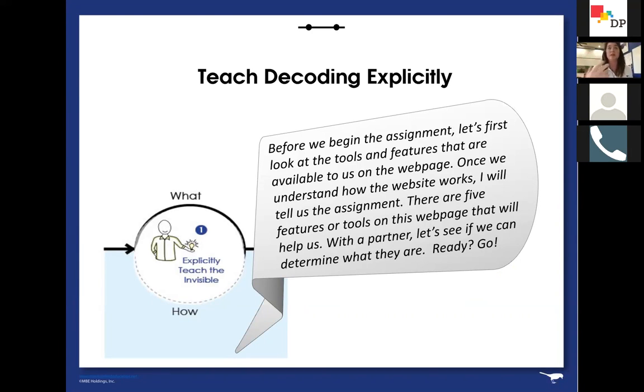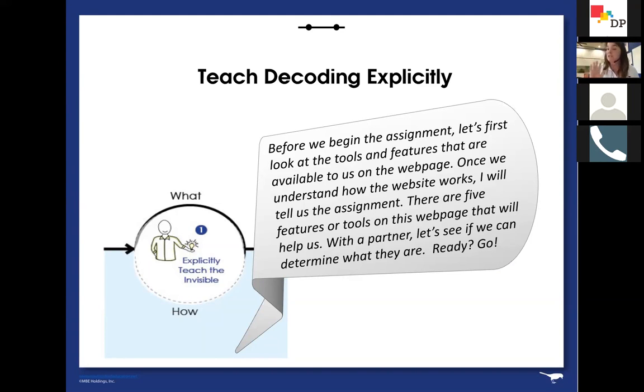So if I was going to teach decoding explicitly, that would sound something like, so in order for us to work through and look at an assignment, what we really need to do is we need to decode, which means that we need to know how all the menus and all the things on this website we're about to use work together and what those tools help us accomplish on the page. So before we get going in the assignment, let's first look at the tools and the features that are available to us on this web page we're about to use. Once we understand how the website works, I'll give us our assignment.